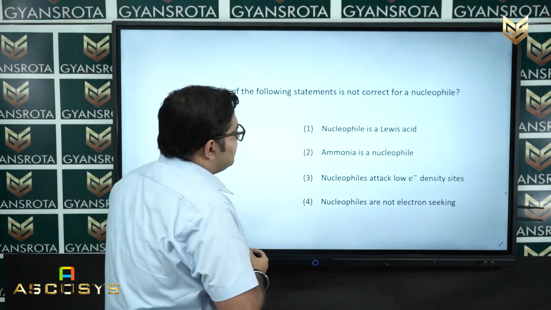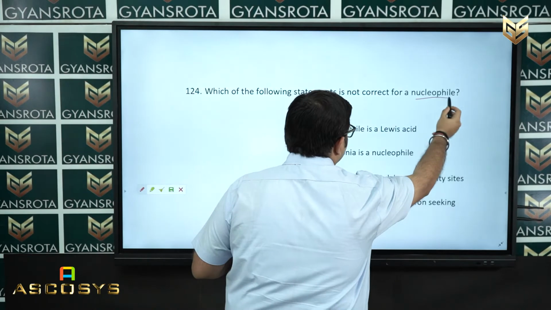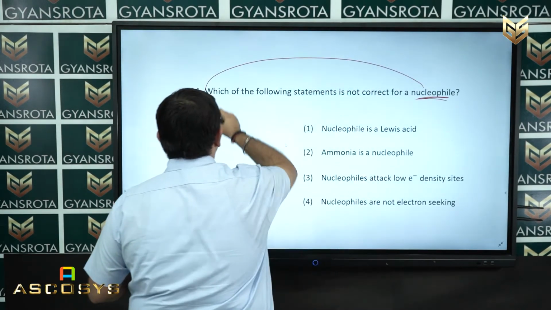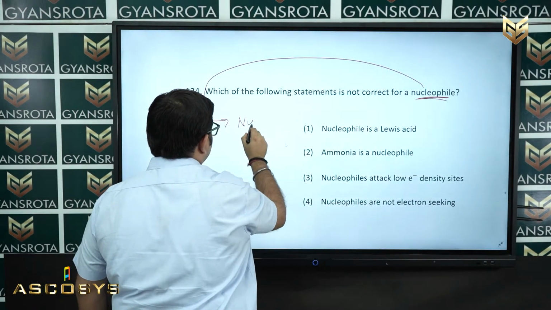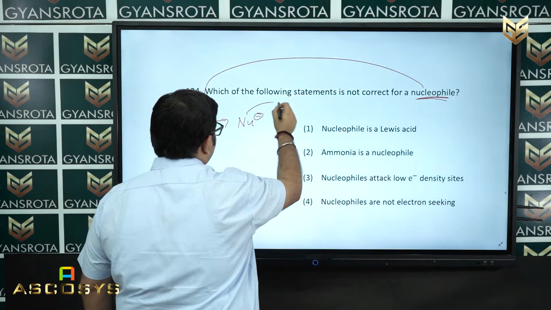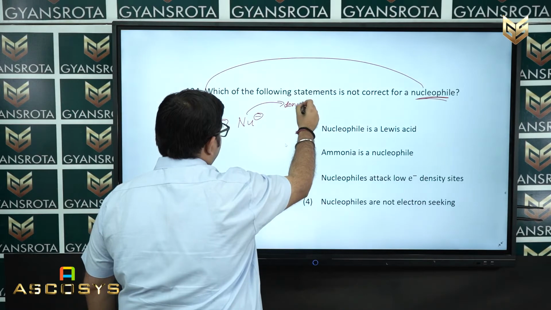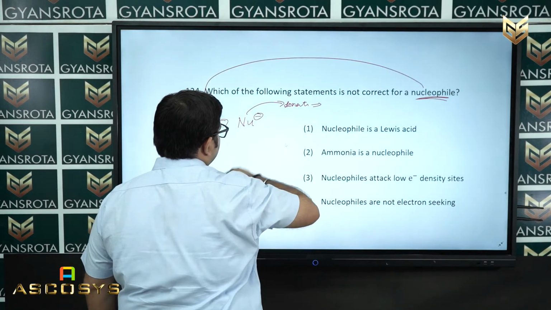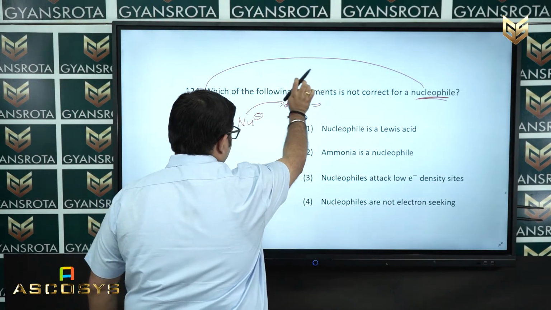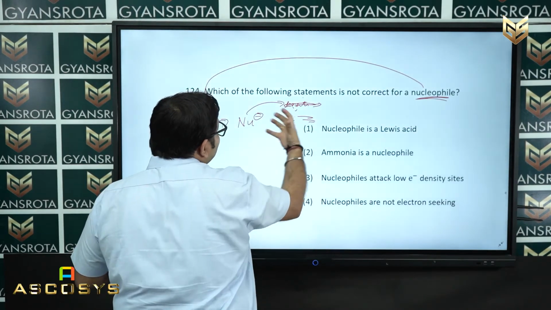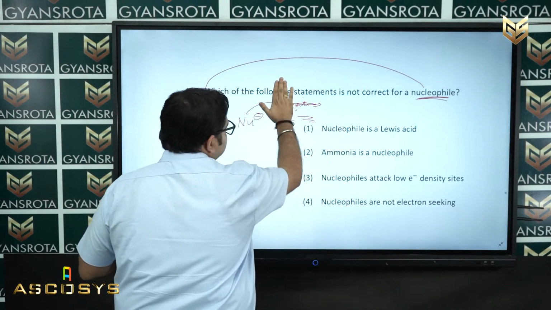So, first of all, the nucleophiles are the electron rich species. So, we can write like this. They always have a tendency to donate. And when they have a tendency to donate, it means they can easily give the electrons because they are electron rich species.